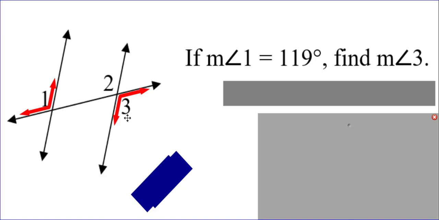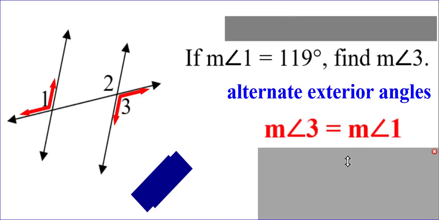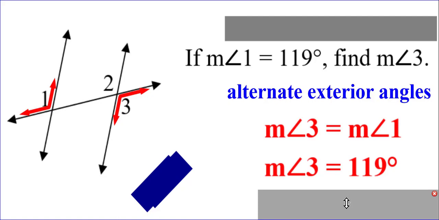Whenever you see angles like that on opposite corners, both on the outside, opposite sides of the parallel lines, they are going to be a pair of alternate exterior angles, which means they are congruent, same measure, and therefore the measure of angle 3 is also equal to 119 degrees.